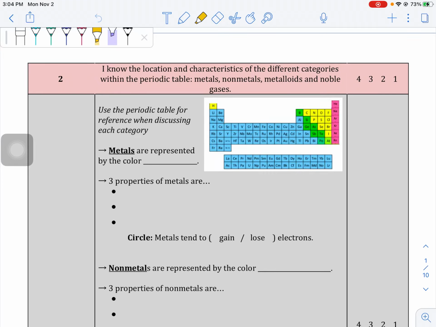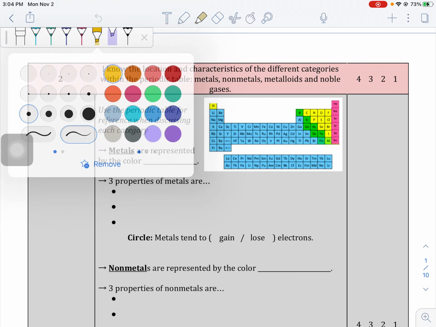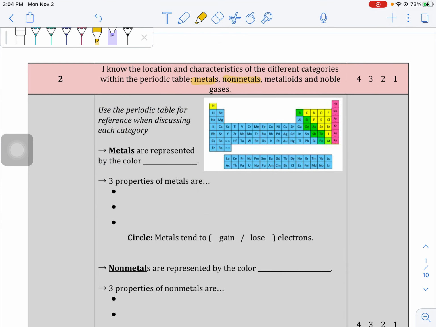Looking a little deeper into the periodic table, we found there were 4 major categories that we were investigating here, known as metals, nonmetals, metalloids, and then noble gases. Each one of those is color-coded, as you can see here on the periodic table. Yours is color-coded as well.